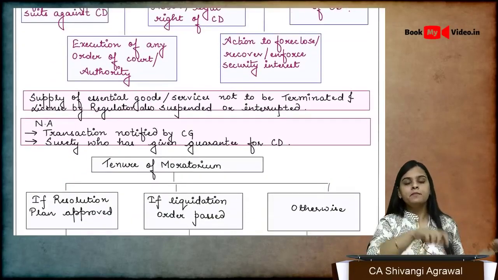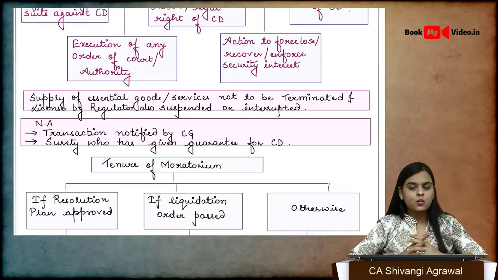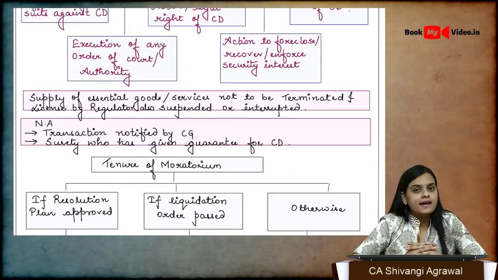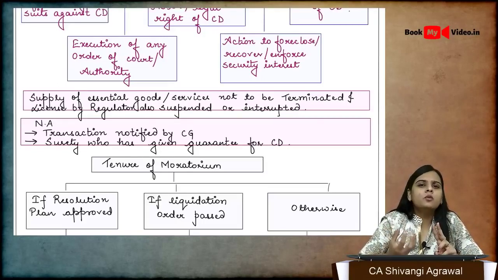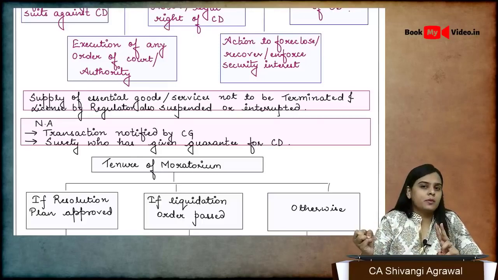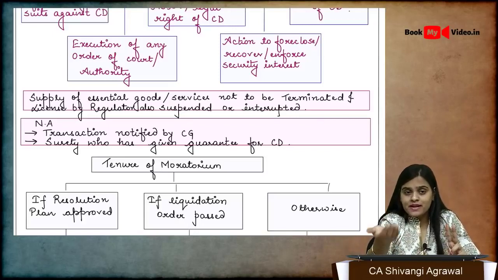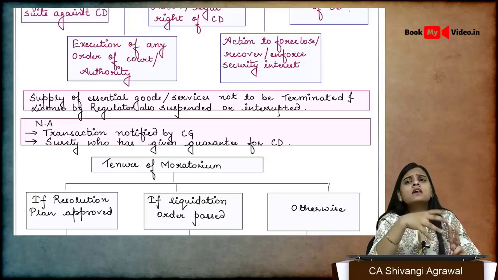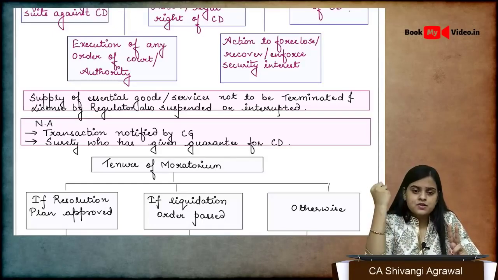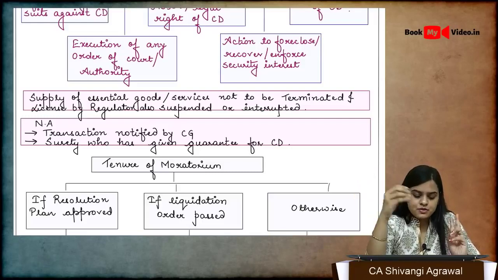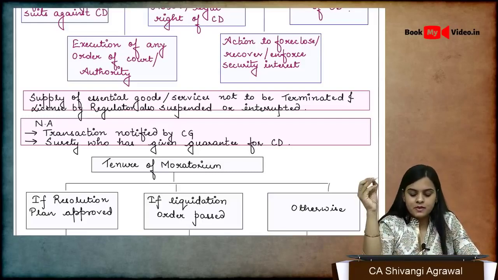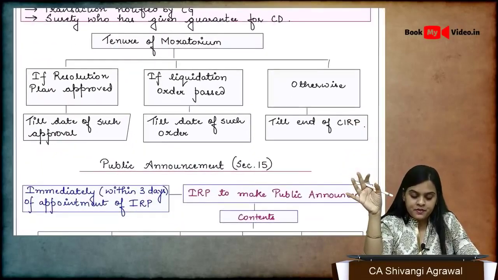But there are two things which will not be affected. One is the supply of essential goods and services, like electricity and all. So the supply of essential goods and services will not be affected. And if the company had a telecom license, that license will not be revoked, because if that license is revoked, the company will not be able to function anymore, right? And when the company is not able to function anymore, how will the insolvency be resolved, right? So that will become difficult. So the license will not be revoked or suspended, and the supply of essential goods will not be terminated.